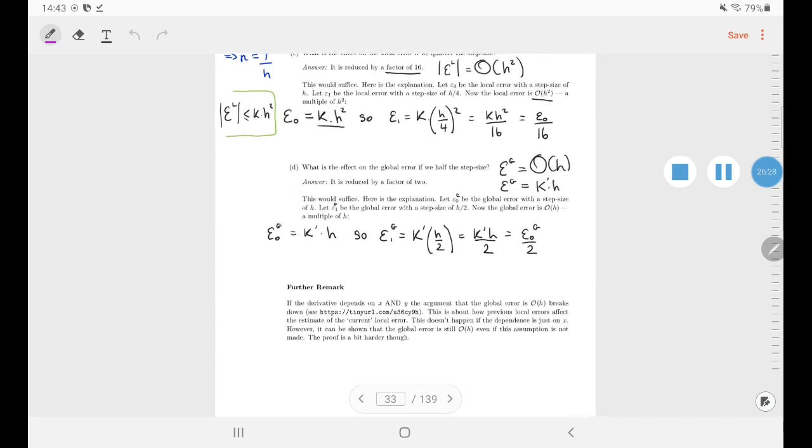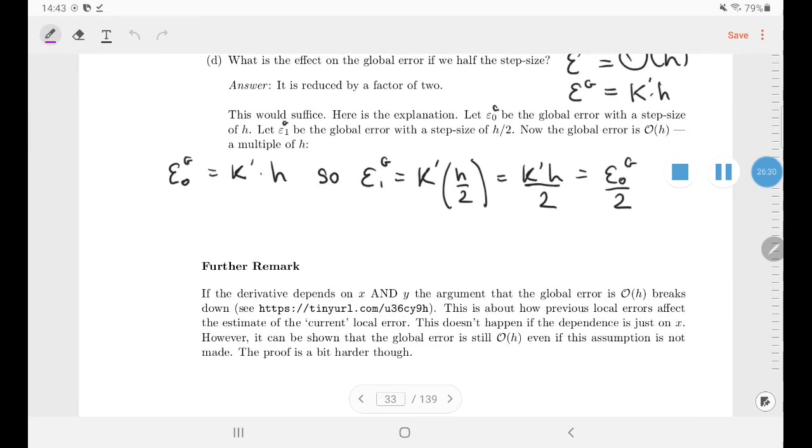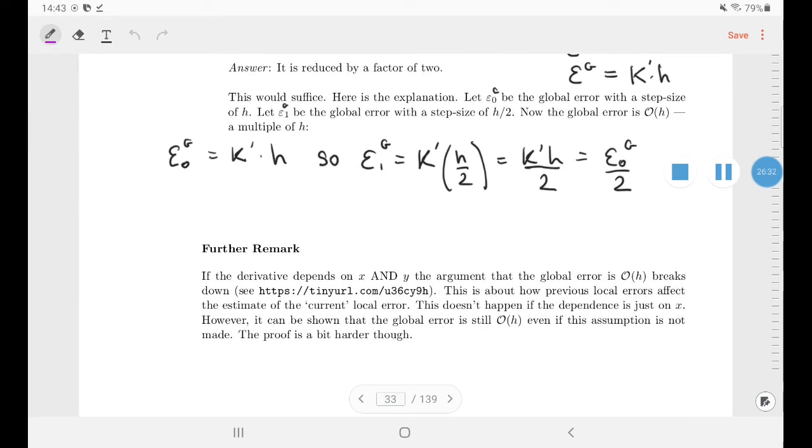So there's a comment down here. If the derivative depends on x and y, this argument breaks down. If you want to learn how, you can go into this link here. It's about how previous local errors affect the estimate of the current local error. Basically, if it just depends on x, I think the local error only depends on x. But in fact, if the derivative depends on x and y, the local error depends on x and y.